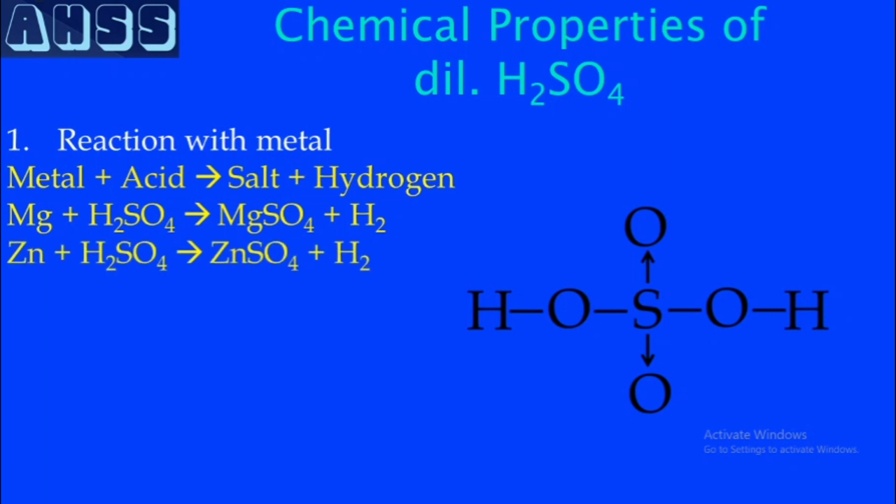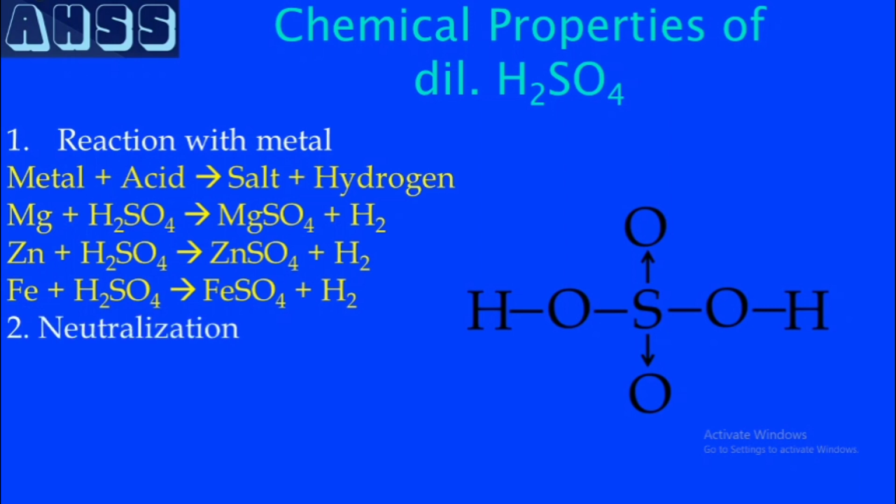Similarly, zinc, when it reacts with sulfuric acid, gives zinc sulfate and hydrogen gas. When iron reacts with sulfuric acid, it gives iron sulfate, ferrous sulfate, and hydrogen gas. This reaction takes place only with an active metal above hydrogen in the activity series.